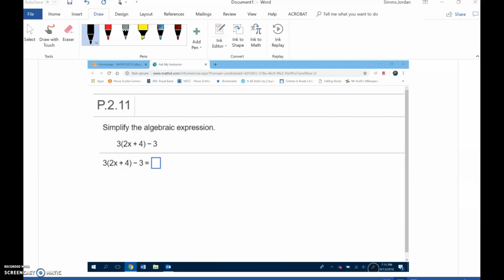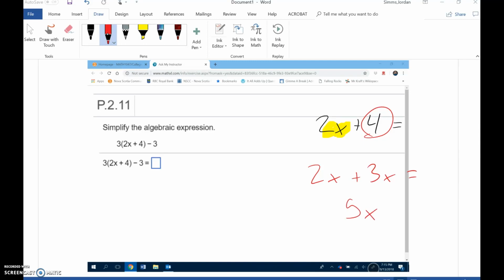When I was seeing what you were doing, you did this. You went 2x plus 4 equals, and you tried to add them together. But remember, we can't do that. These are unlike terms. This one has an x term, and this term is just a number. So we can't add unlike terms. If they both had an x, say we had 2x plus 3x, we could totally do that. 2 plus 3 is 5, and the x comes along. But we can't do this.